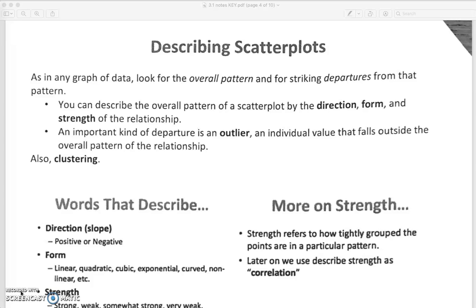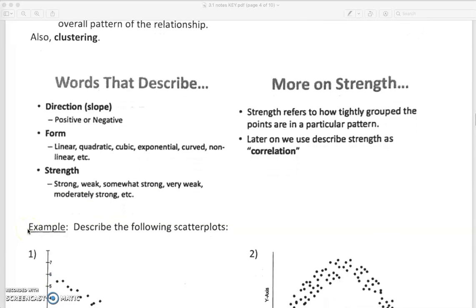This is an individual value that falls outside the overall pattern. We also want to look for clustering of values. If all of your values seem to fall into two clusters, that's definitely an important pattern to talk about. So words that describe direction would be positive or negative. We're really talking about the slope of our linear pattern. Most of the functions that we will work with will have somewhat of a linear pattern. You can have other shapes as well, but for the most part, we do a lot with linear.